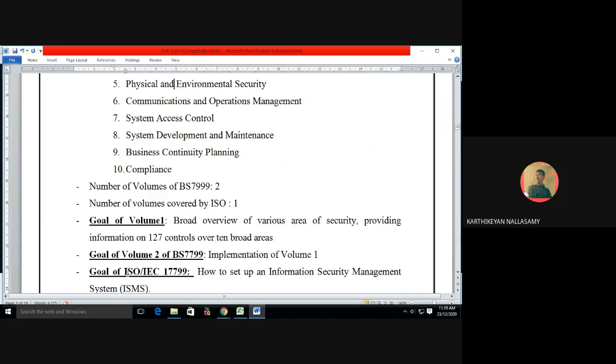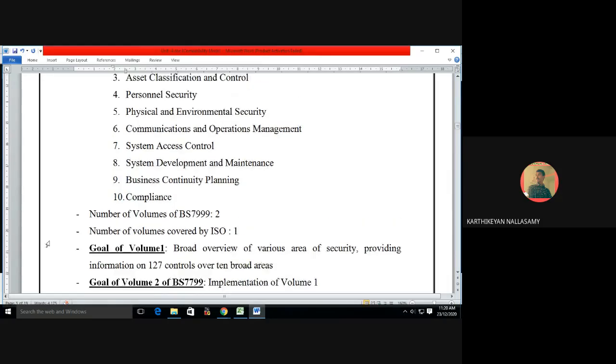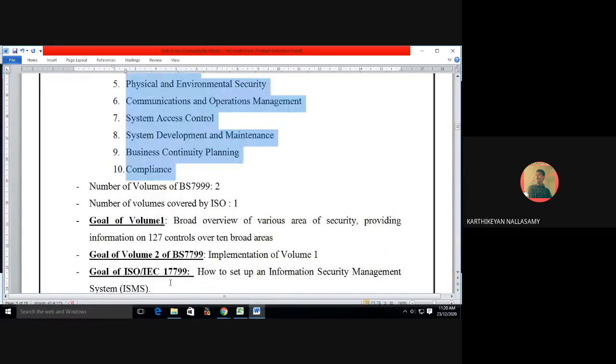So normally this ISO is based on the British standard 7799, which consists of 2 volumes, but this ISO IEC has taken only the first volume of this British standard. The main goal of volume 1 is that it provides an overview of security, and it provides 127 controls over the 10 broad areas. So these are the 10 broad areas, and it gives 127 different types of controls to be implemented for implementation of security.